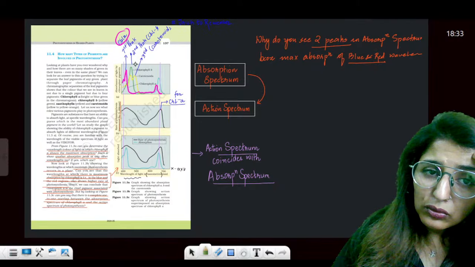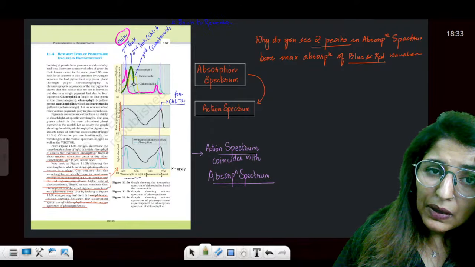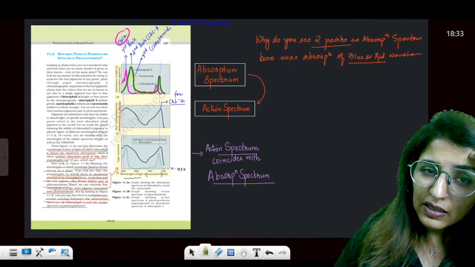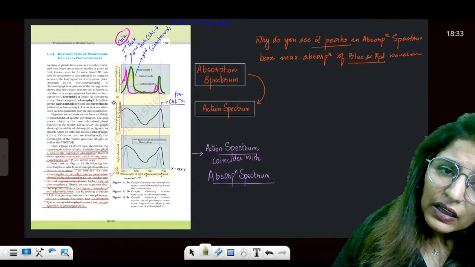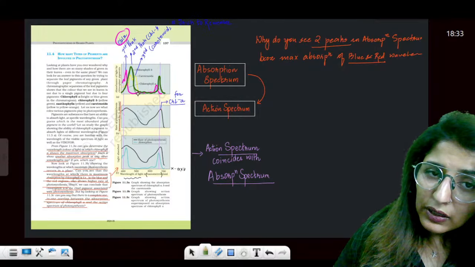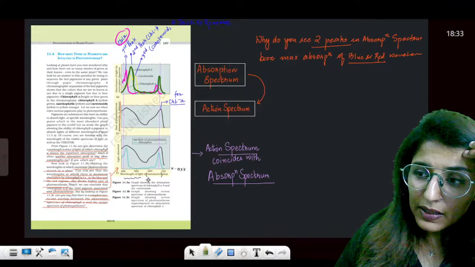Then coming on to the green thing. So the green one, this represents a peak of chlorophyll B and another peak in this region. On the y-axis, we are taking the absorption of light, while on the x-axis, we are taking the wavelength of light. So first of all, be clear with this also.